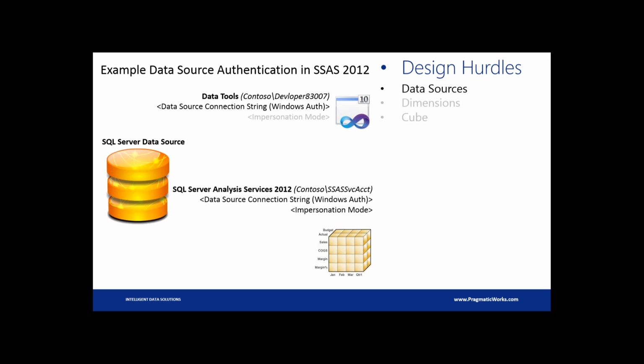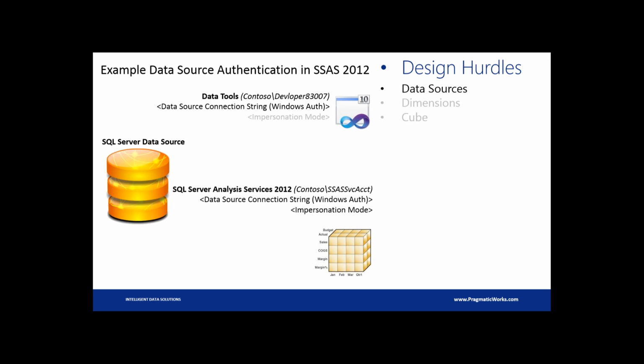So first, this is probably what I'll spend the most time on: trying to explain the whole impersonation mode within Analysis Services. Before I do that, since this is aimed towards novice developers, it's important to understand that Analysis Services is a multidimensional database, and it maintains a connection to its data source. It can be SQL Server or Oracle or what have you, just any data source.